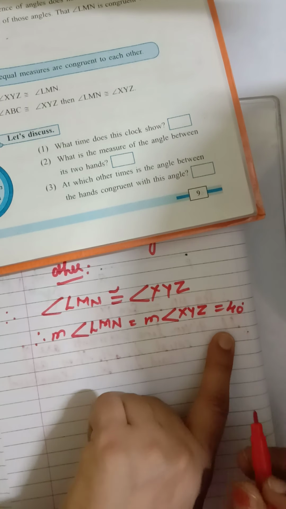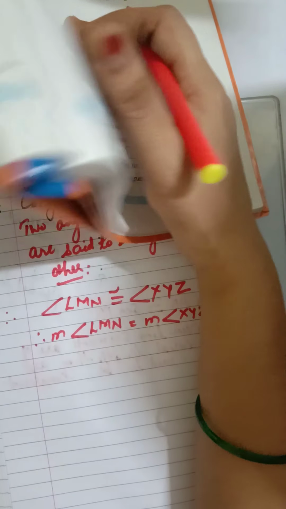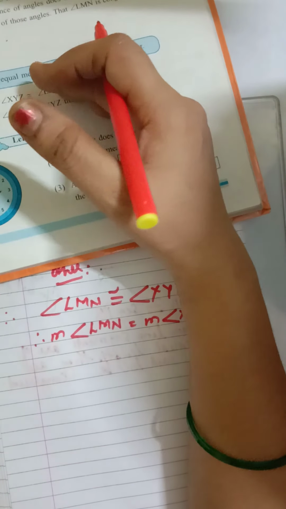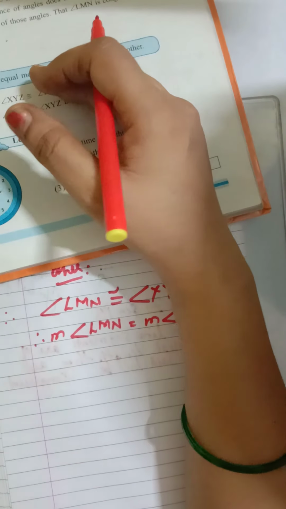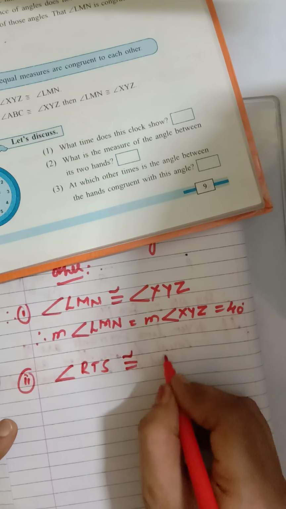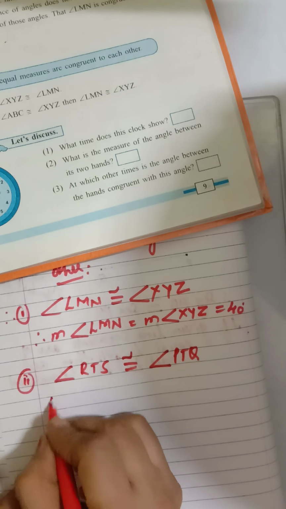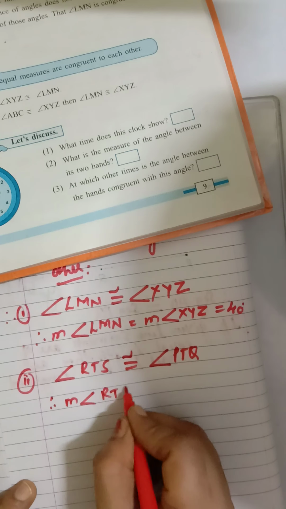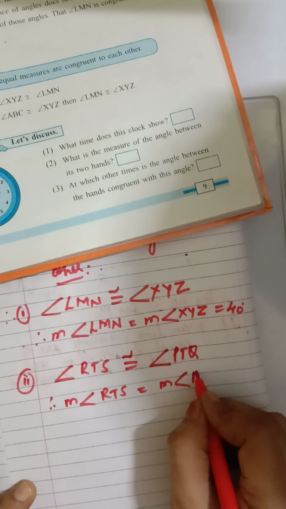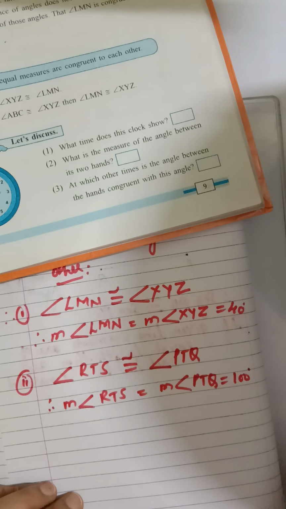Which are the two angles of 100 degree? RTS, and the other angle here was PTQ. So we can write the second pair of congruent angles: angle RTS is congruent to angle PTQ. Therefore, measure angle RTS is equal to measure angle PTQ, and that is how much? 100 degree. So we have written the two pairs of congruent angles.